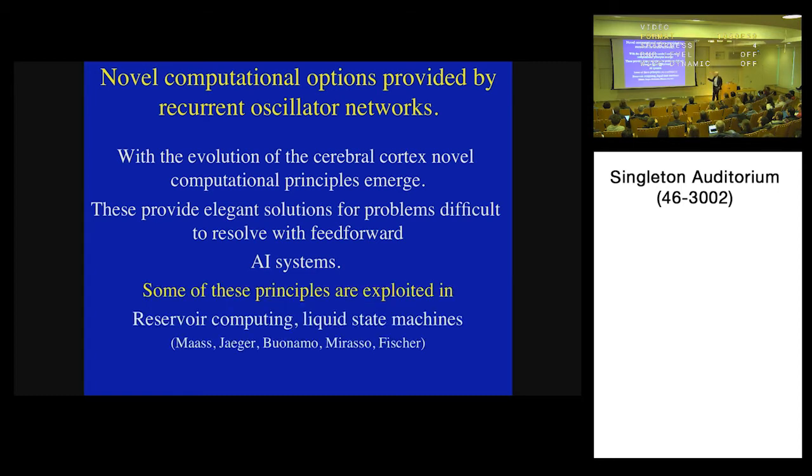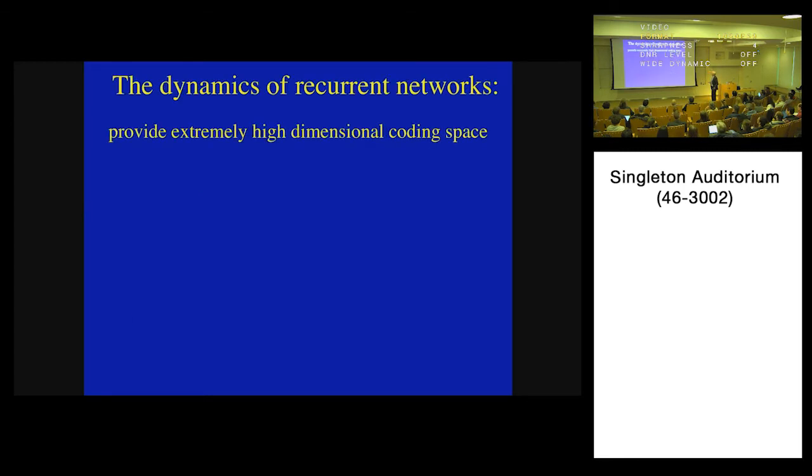Some of these principles are actually exploited in artificial intelligence solutions. They are called reservoir computing or liquid state machines or echo state machines, and proponents of this direction of research are Wolfgang Maass, Herbert Jaeger, Warnemünde, Mirasso, and Fischer. These people use these nonlinear dynamical systems in order to perform computations.